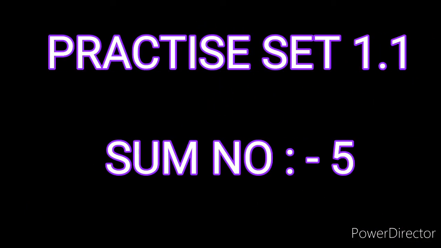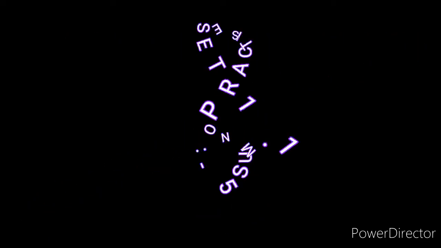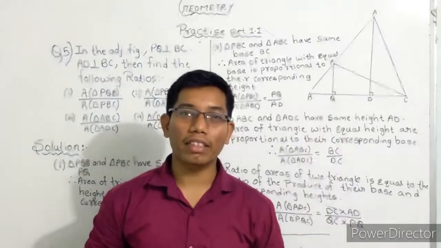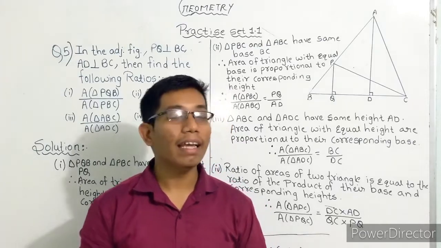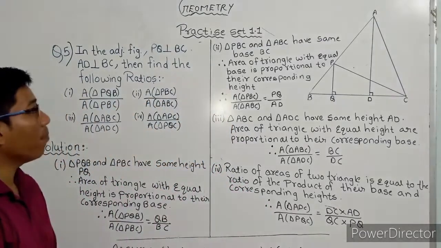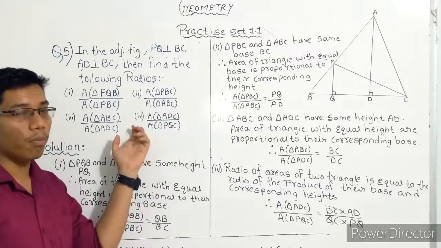Practice set 1.1, sum number 5. So guys, we have seen the fourth sum of practice set 1.1, and now we are going to see the fifth sum. The question has been given on the board.